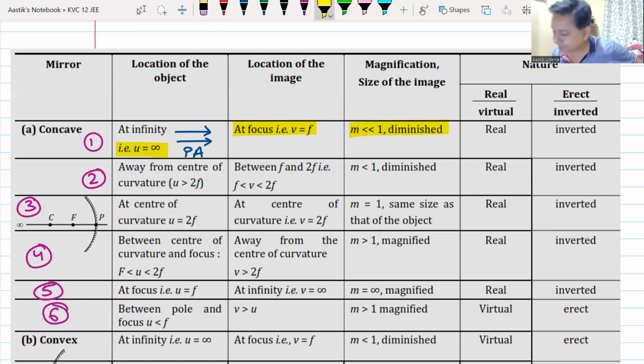We understand this? Yes, sir. The image is real and the image would be inverted. Everyone has noted this down. Everyone knows this. Yes or no? Everyone understands this. Everyone knows this. Yes or no? Yes, sir. Have you noted it down? Yes, sir.